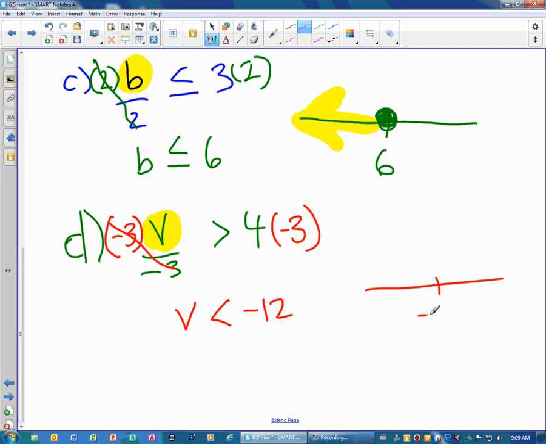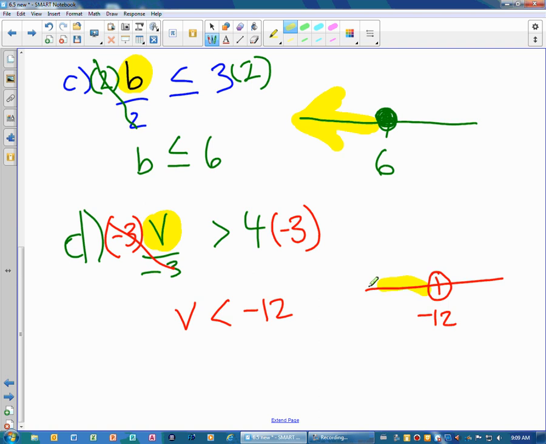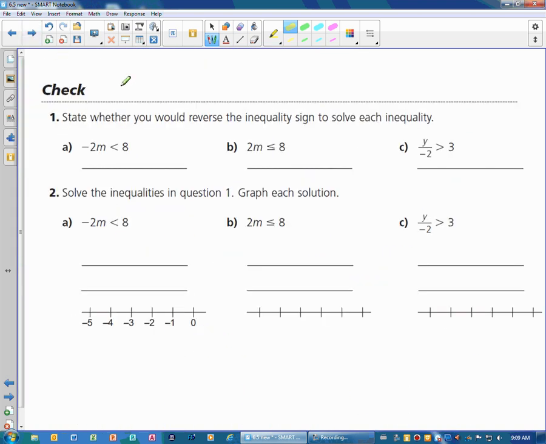Number line with a negative 12 on there. Open circle, because it can't include. V is less than, so for the fourth time, I am on the left side. Okay? So, move on to the practice, or the check, sorry. Pause here, please, and try the check, and then let's come back and do them together.